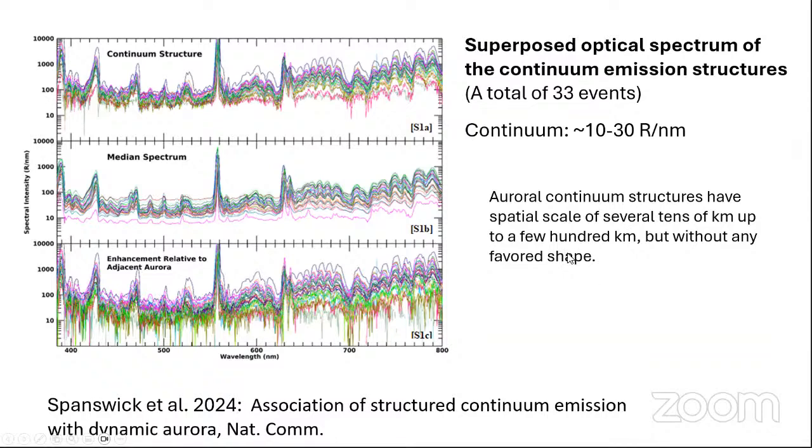In terms of the spatial scale, the auroral continuum typically has a spatial scale around a few tens of kilometers up to several hundred kilometers, but without any favored shape. I mean, it can be of any kind of irregular shape.